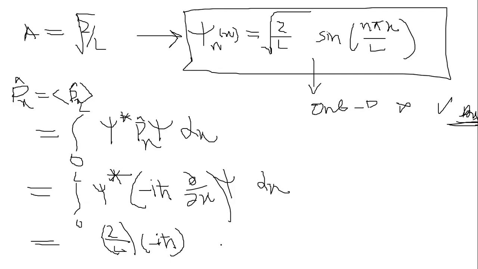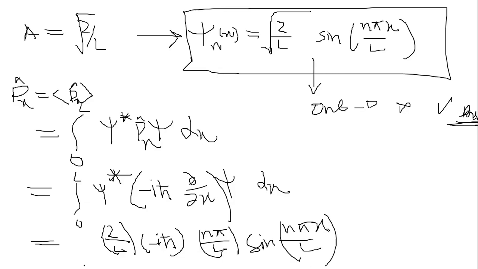Then del psi by del x will be n pi by L into sine n pi x by L, because here this root over 2 by L sine n pi x belongs to psi star, and this psi belongs to one root over 2 by L, and the derivative of sine is cos, this is cos n pi x by L, and here it will be dx.